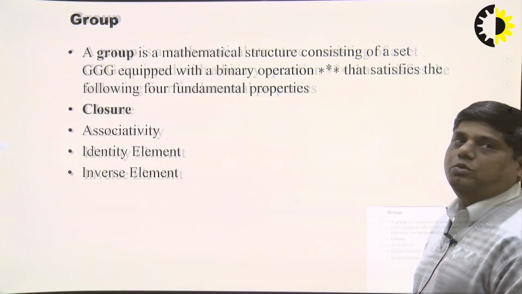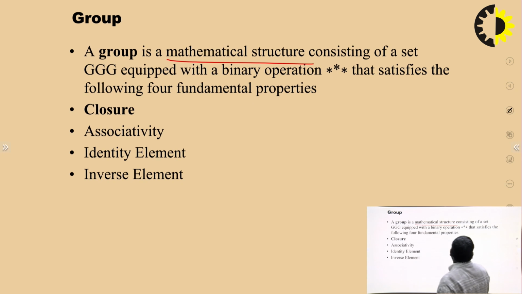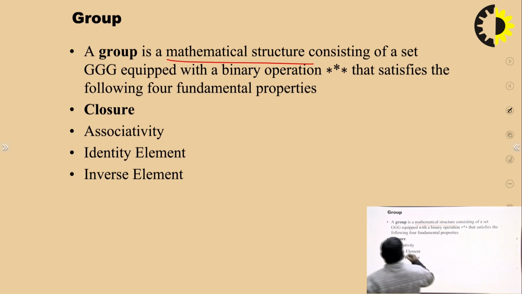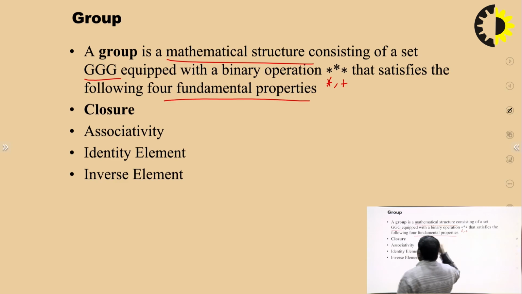Now, what is a group? A group is a mathematical structure consisting of a set and a binary operation that satisfies four fundamental properties. It means a group is an algebraic structure or a mathematical structure which follows the given four fundamental properties on the binary operation. Then that algebraic structure is known as a group.